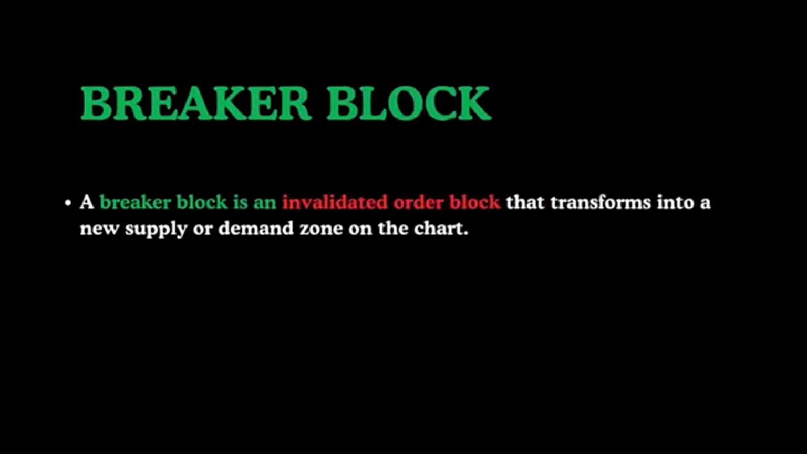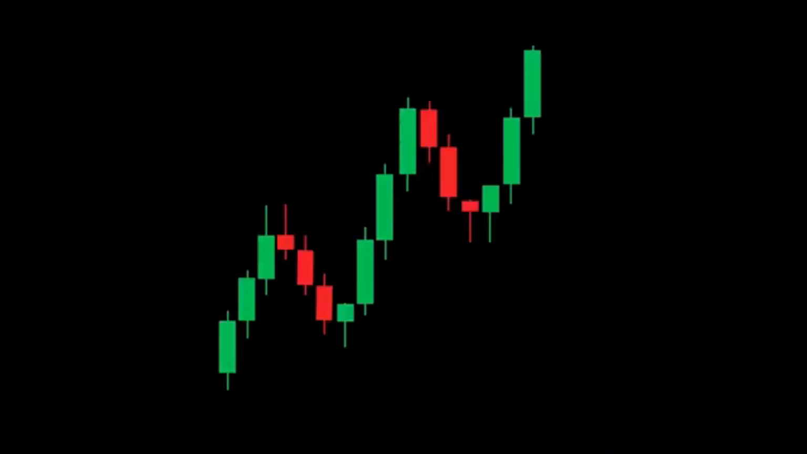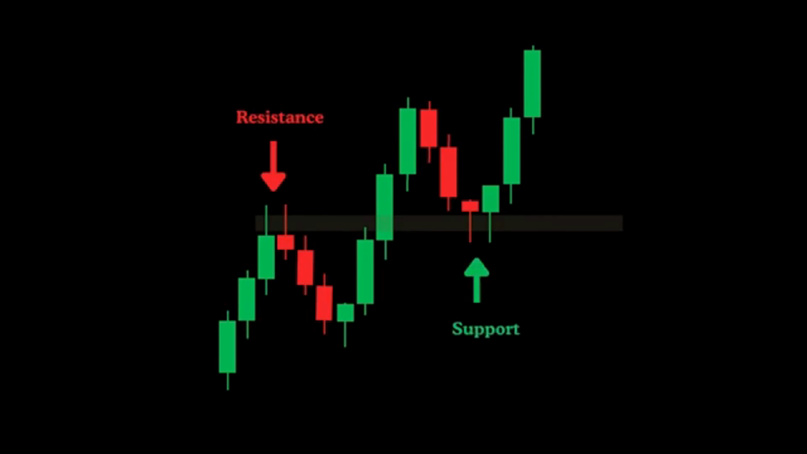A breaker block is an invalidated order block that transforms into a new supply or demand zone on the chart. According to basic price action principles, when price breaks above a resistance level, it often flips into support due to trader behavior. Similarly, when price breaks below a support level, it typically acts as resistance once revisited. This exact concept also applies to order blocks.